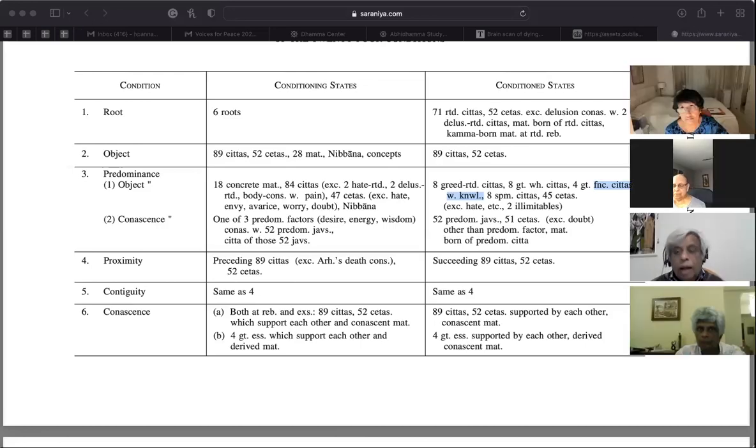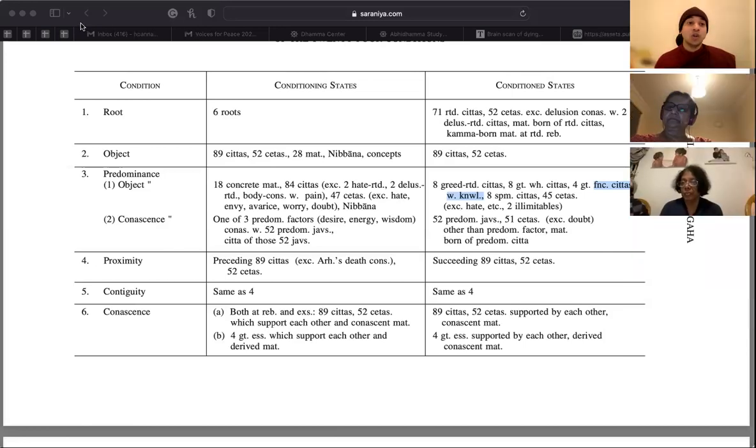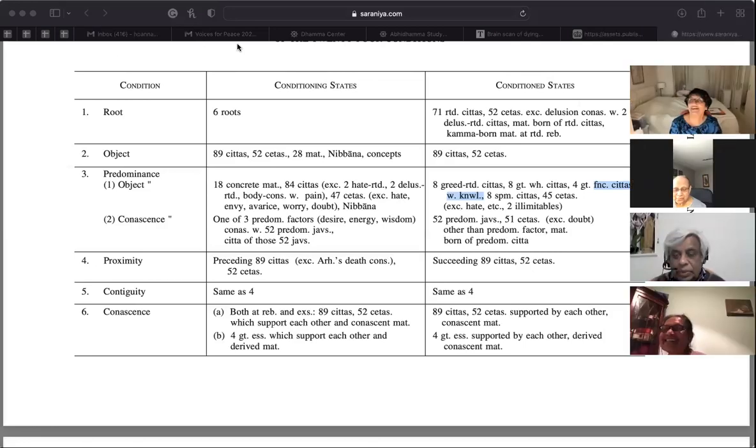Bhante, this Patthana is a bit too heavy to digest. No, no, we'll be fine in a couple of days. Bhante, why have they excluded the two illimitables, Karuna and Mudita? Yes, we will get there.